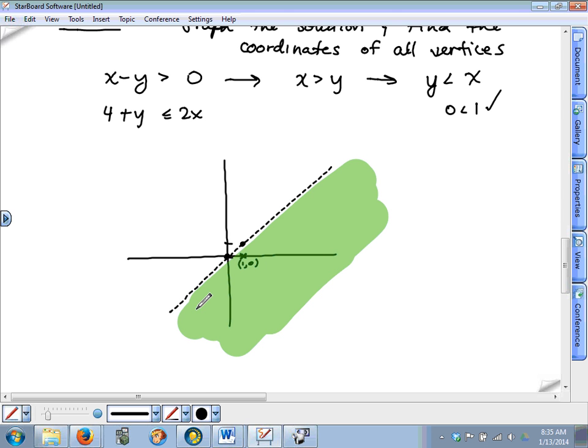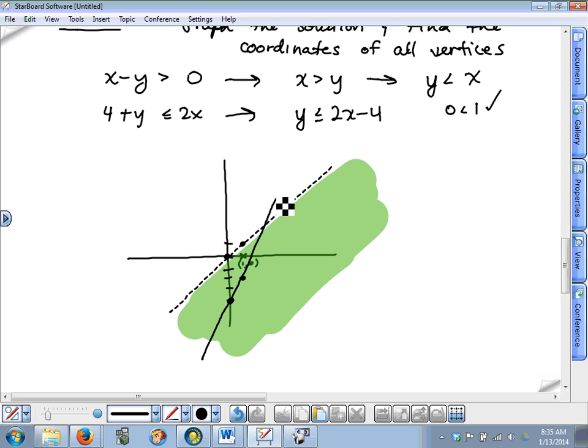Okay, now for the other one. If you write this in slope-intercept form, the inequality is y is less than or equal to 2x minus 4. So negative 4 is the y-intercept. The slope is positive 2, so you go up 2 and over 1. It's a solid line. Now we've got to figure out where to shade on this one.